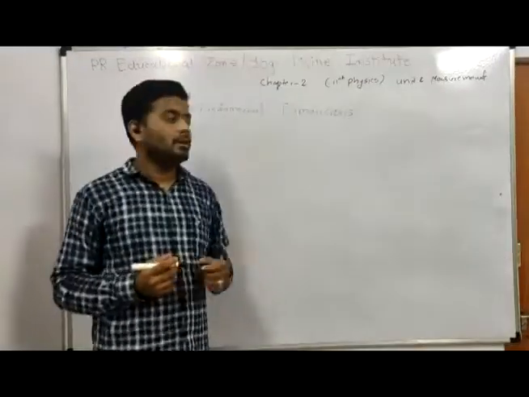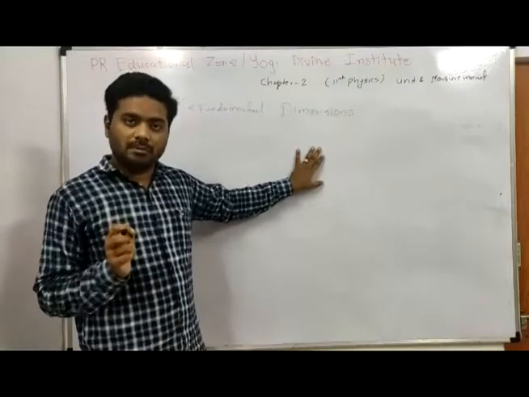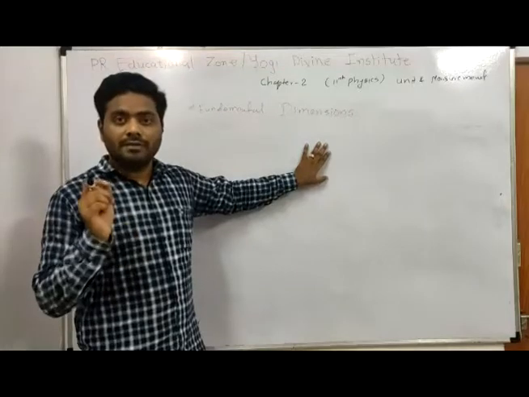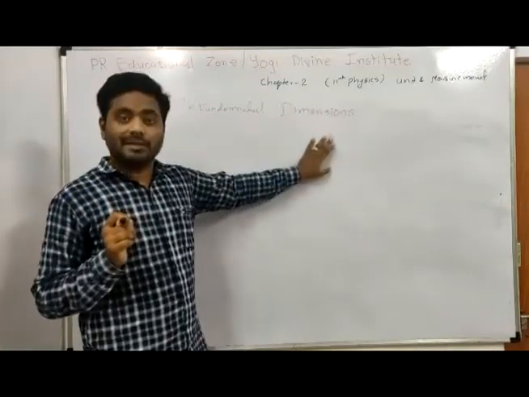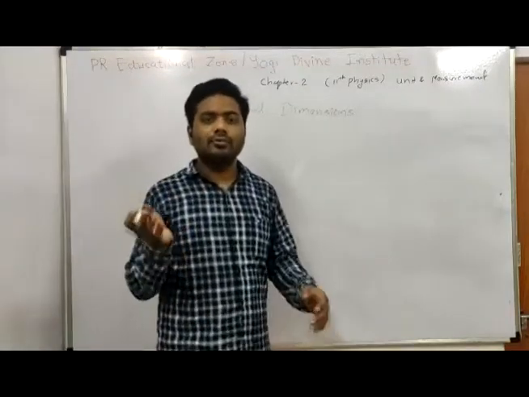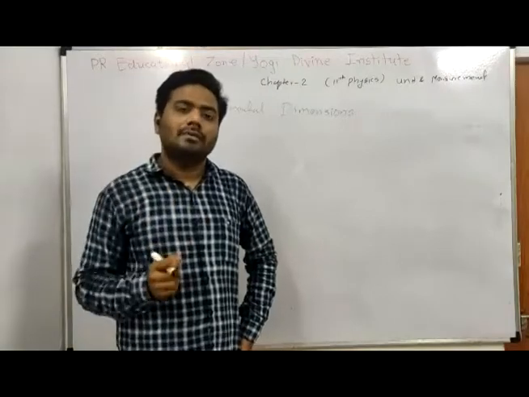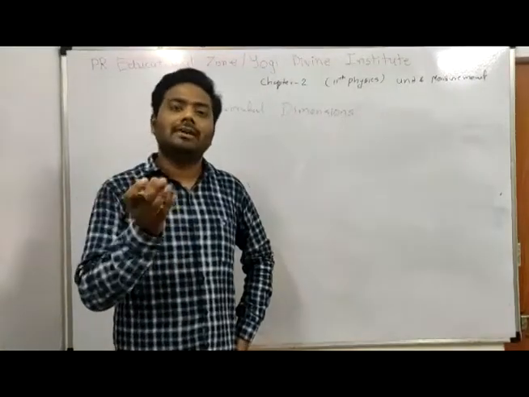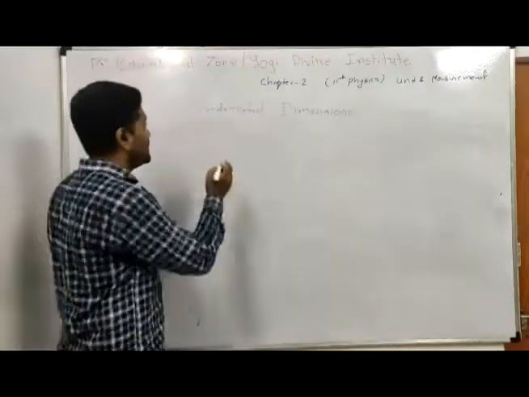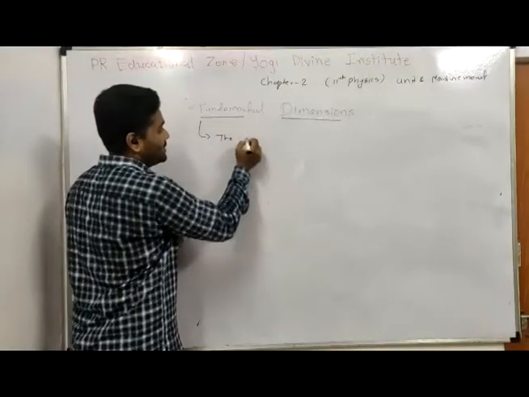Understood? So in our next topic, the fundamental dimension, we are going to learn how fundamental dimensions represent a particular physical quantity. This is the method to represent any physical quantity. As you know, we have two types of quantities. One is basic quantities, or fundamental quantities, and another is derived quantities, which are derived from the basic quantities.